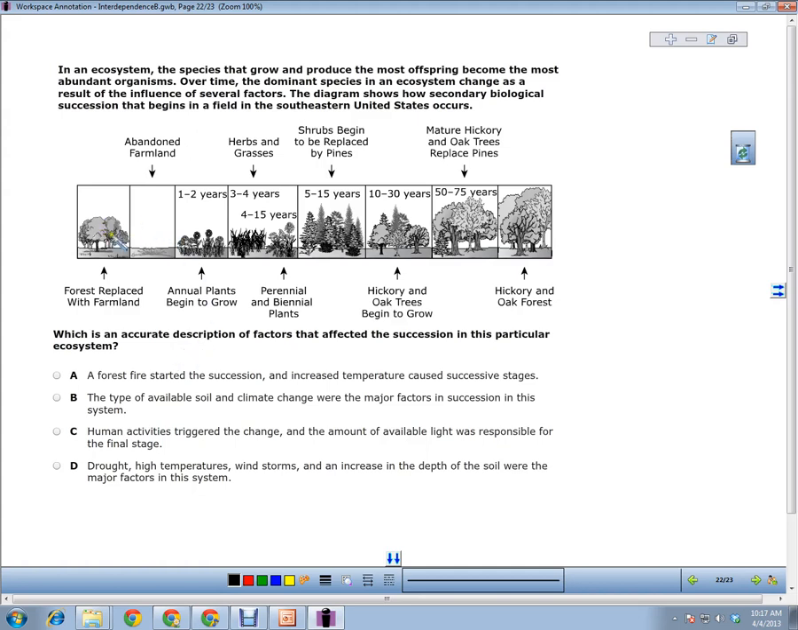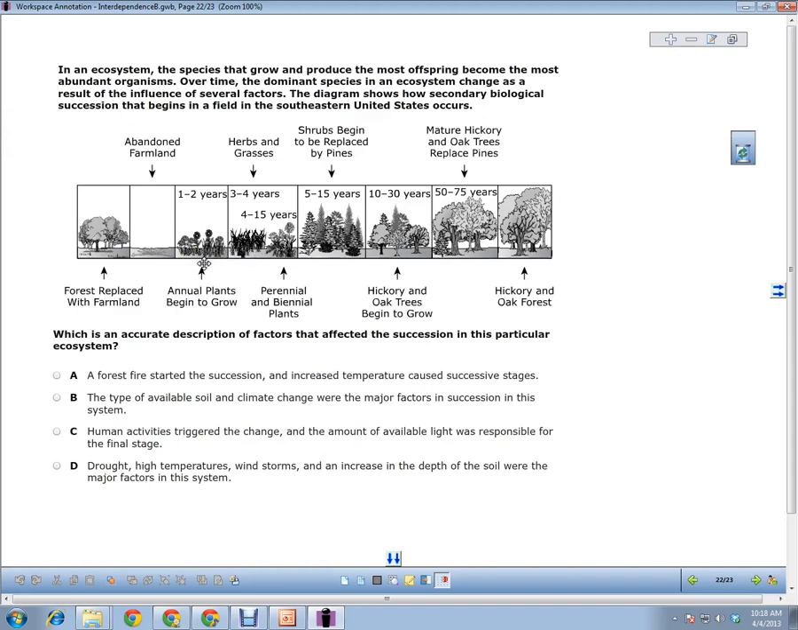So, in biological succession, you have some damage that's done. So here the forest is chopped down for farmland, and then the farm is abandoned, so it's going to go back to its native state. The first thing that happens in secondary succession is that you get some young plants that grow, these annuals, these things that die out year after year. So flowers and grasses and weeds, things like that.